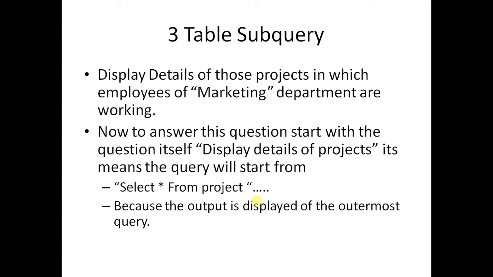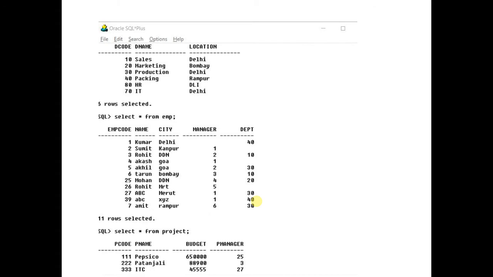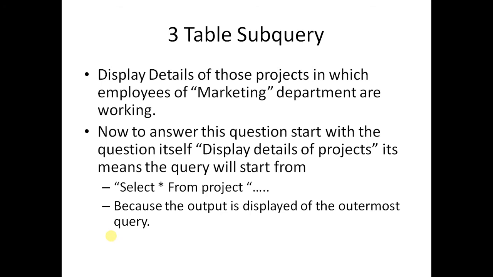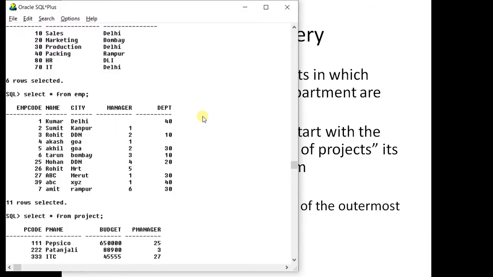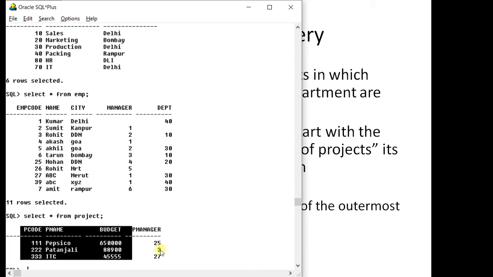Hope you remember our ER diagram as well as the tables: the department table, the employee table, and the project table. So the question is, display details of those projects in which employees of marketing department are working. Now see, if you look at the tables, the question is asking you to display the details of those projects in which employees of marketing department are working.